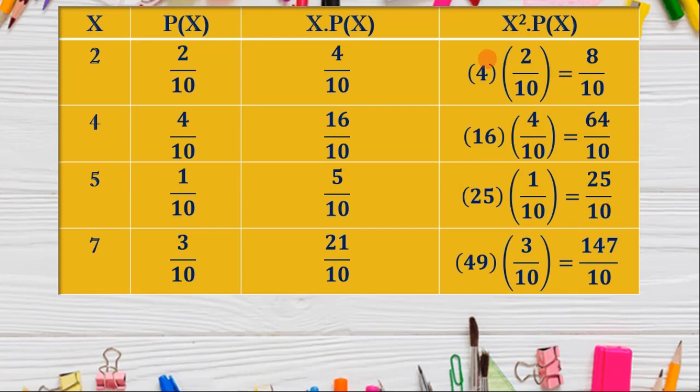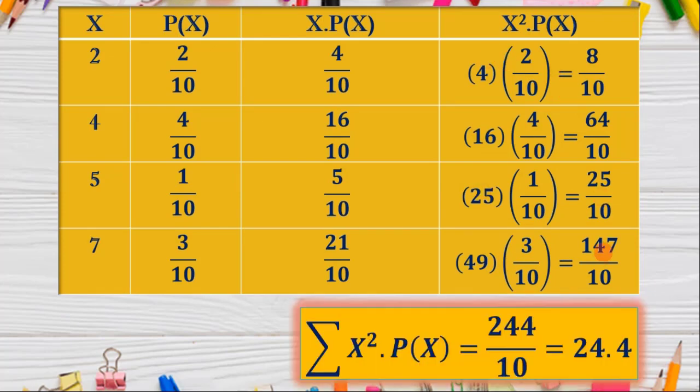Next is to get the fourth column sum. So the sum is just 8 plus 64 plus 25 plus 147. It totals to 244, and then copy 10, or simply 24.4.